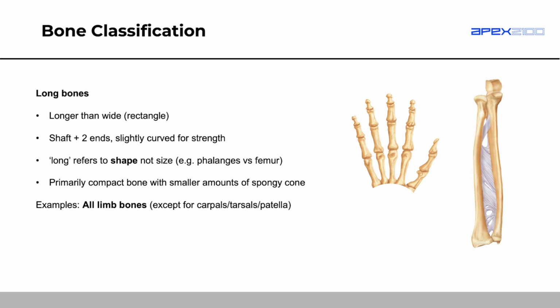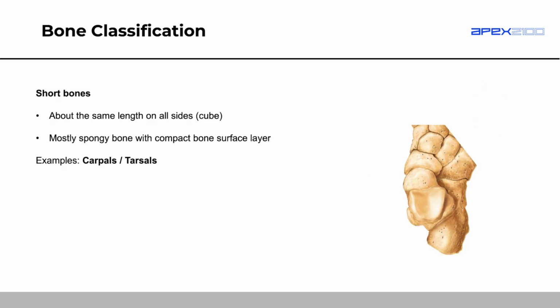They often have a shaft with 2 bulbous ends, and you can see we've got the radius and the ulna in this picture as well. The radius is the one on the left and the ulna is the one on the right, and you can see they've got this long shaft, and then at each end they become a little bit bigger. They're primarily made of compact bone, the hard, dense type of bone, with a small amount of spongy bone, the spiderweb system, in the middle. The examples are all of the limb bones. All of the bones in your limbs are long bones, except for your carpals, your tarsals, and your patella, and we'll see what they are soon.